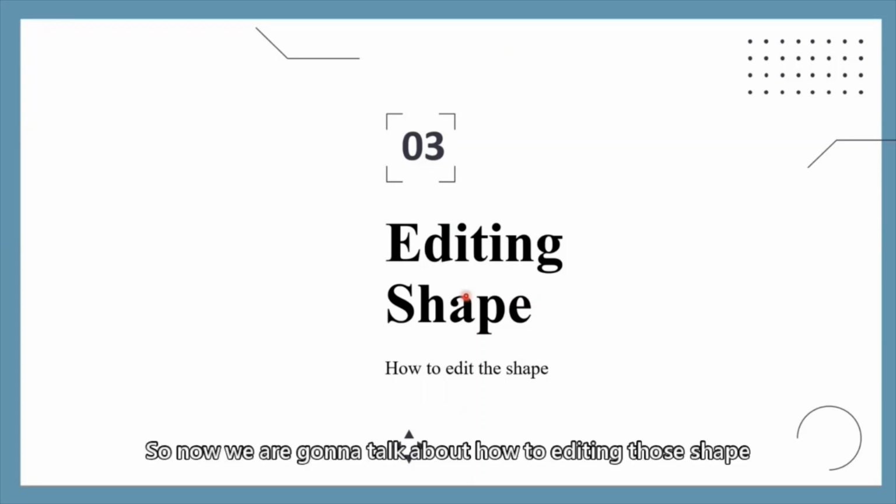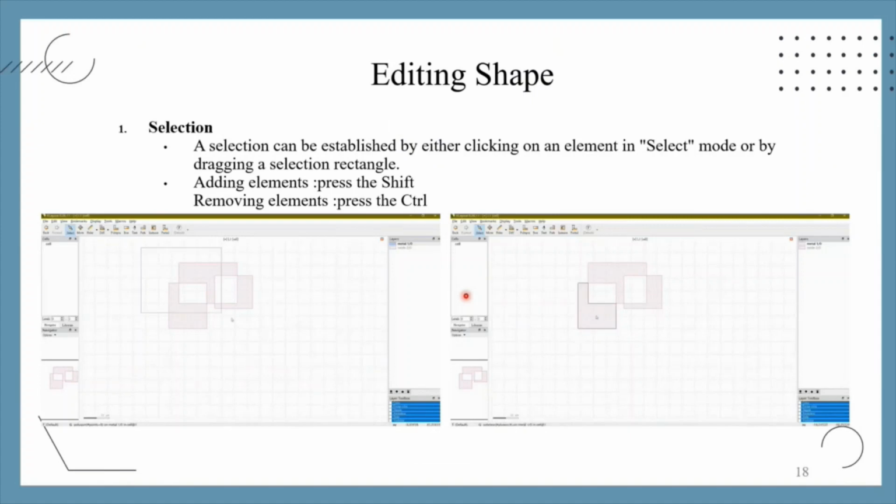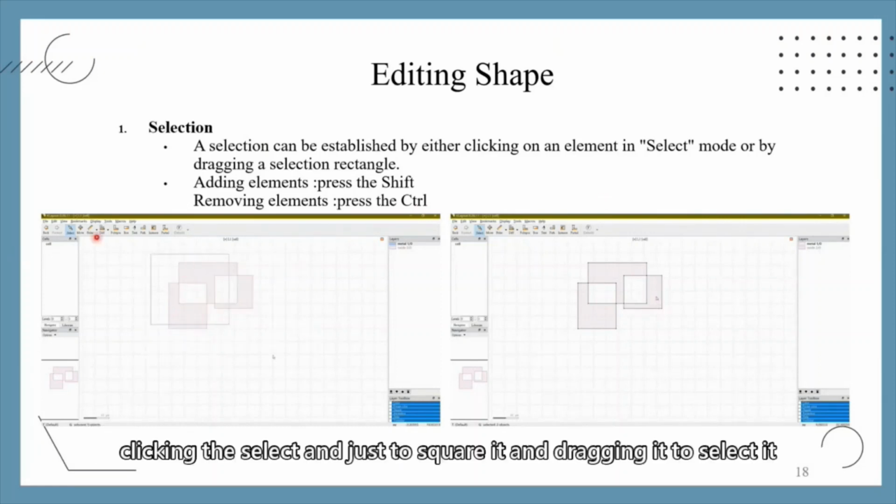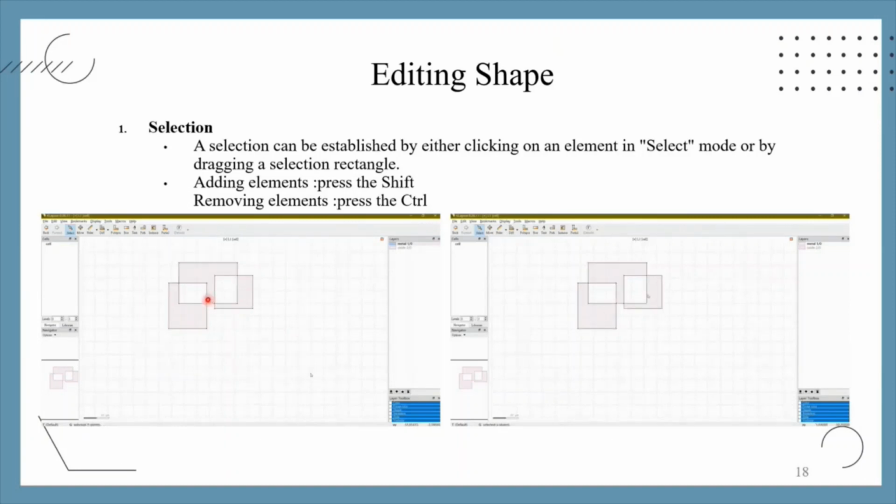Right now we talk about how to edit those shapes. First we will talk about selection. When you want to select something, you can just click the select tool, then scroll and drag to select it.